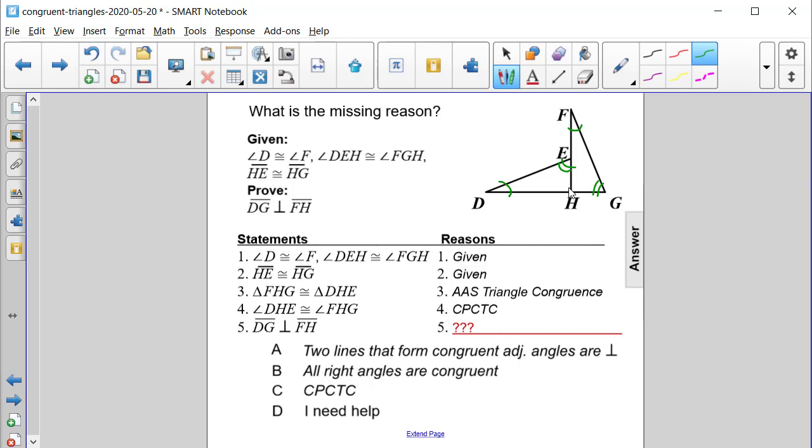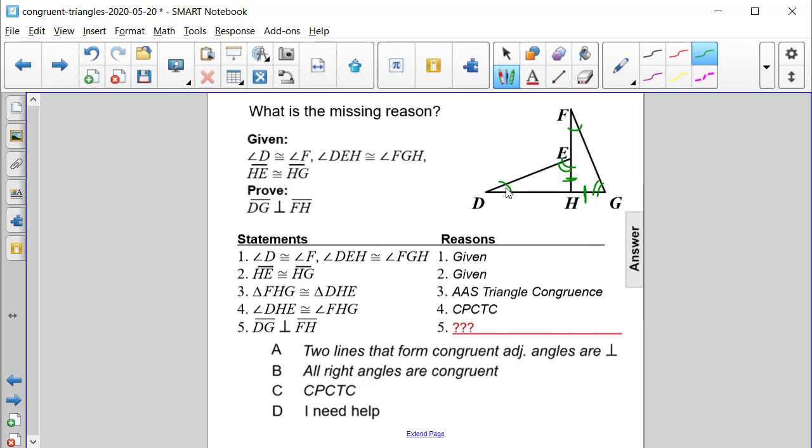And we're told that segment HE is congruent to segment HG. And we have to prove that segment DG is perpendicular to segment FH. Well, the first two statements in our proof are given to us, and we marked and labeled our diagram accordingly.